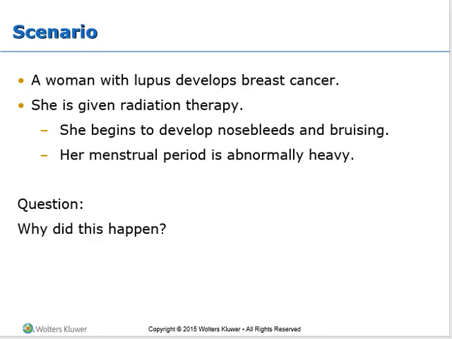So, on lupus, we know that lupus is an autoimmune disease, and she develops breast cancer. One of the big things with this is drug-induced thrombocytopenia. Drug-induced thrombocytopenia is going to be the big role with this.